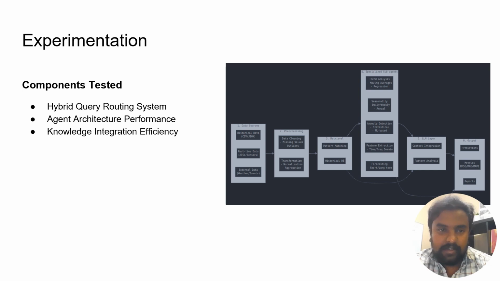Let's see, this is the experimentation. Let me explain. This is the hybrid query routing system, agent architecture performance, and KIS efficiency, and how they are going to work. Over here, the components were tested: combining rule-based logic with AI for query handling, that is the hybrid query routing system. The agent architecture evaluated the agents' prediction accuracy, and knowledge integration efficiency checked how well external data was included. And the system efficiency assesses how quickly and effectively data was processed. So this was done in the experimentation.